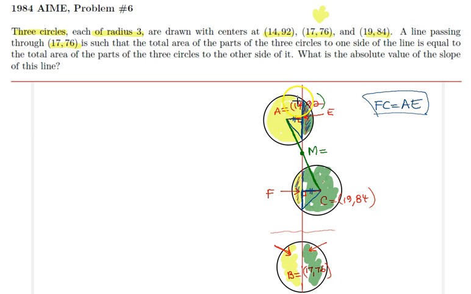The coordinates of that point will be just 14 plus 19 over 2, which is 16.5. And the y would be 92 plus 84 over 2, which is 88. Sorry, it should be 88. And as I said, because of this nice symmetry between the shapes, we know that, so let me write that down, triangle AEM is actually congruent to triangle CFM.